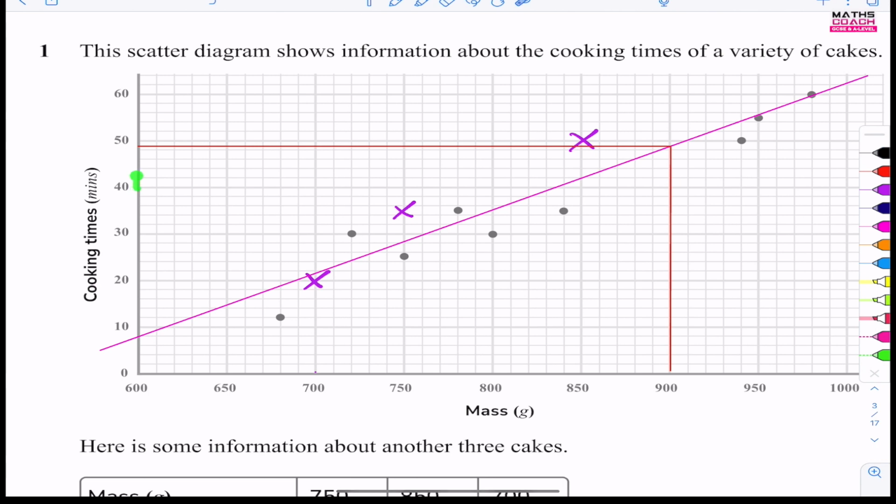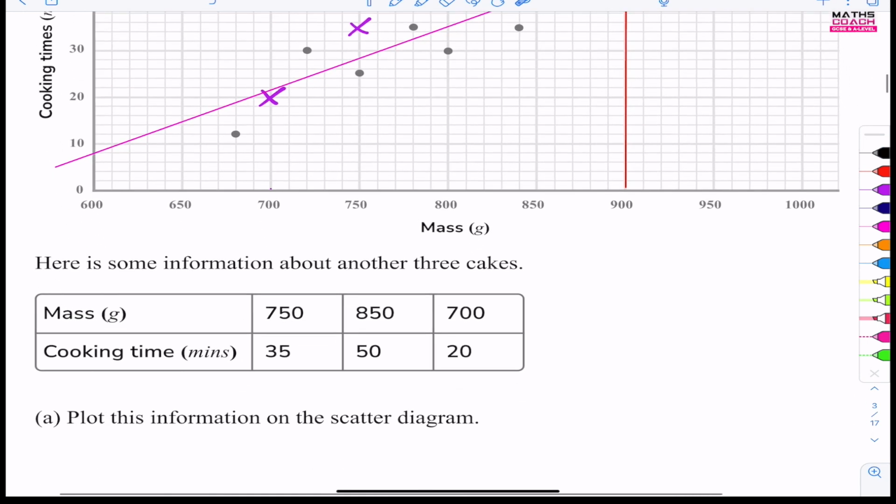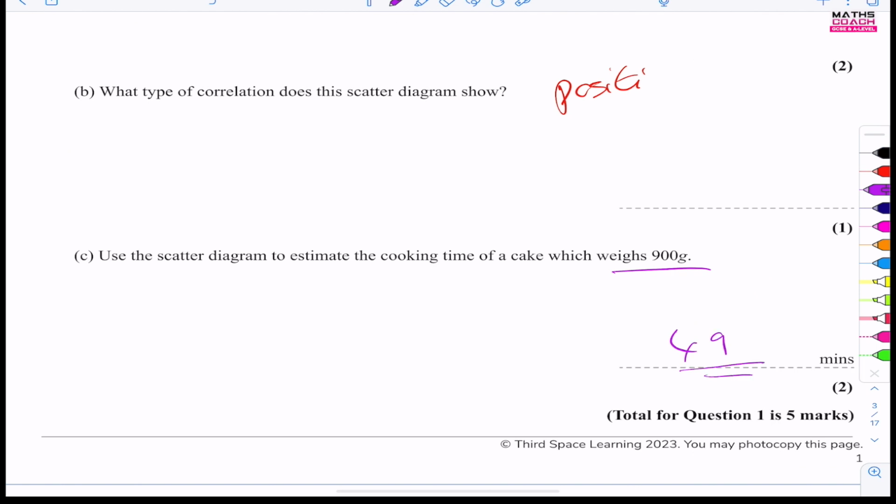So I've got 10, the difference between 40 and 50, and I've got 5 boxes in between, which means that each box is worth 2. So 2, 4, 6, 8. So this would be 49, okay? So you'd say 49 minutes.